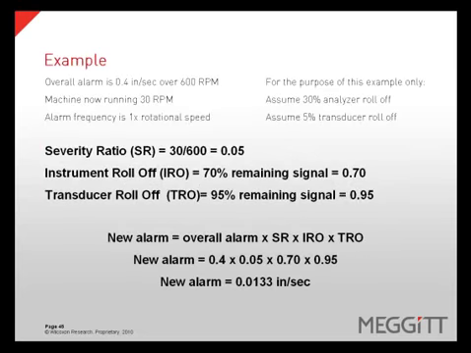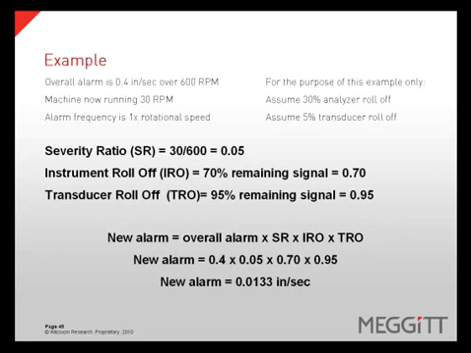Here, our normal vibration would be set to 0.4 inches per second. In this case, we want to alarm off the running speed, which is 30 RPM. For the purposes of this example, we will assume an analyzer roll-off of 30% and a transducer roll-off of 5%. When you do these calculations yourself, you will need the specific data for your make and models. So first we calculate the severity ratio by taking our running speed of 30 and dividing that by 600, which gives us a ratio of 0.05.